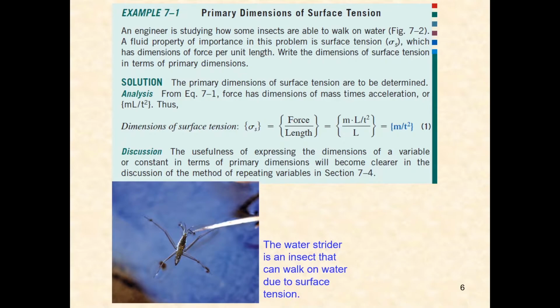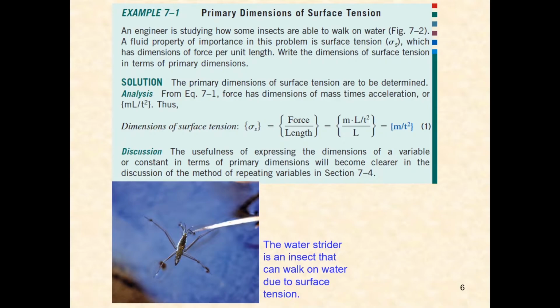So in this example, it talks about the primary dimensions of surface tension. This is just how to find the dimensions of surface tension. As we know, surface tension is equal to force over length, and force is equal to M times A actually. So M is mass, and the acceleration is length over time squared. If you remember the units, it will be much easier.